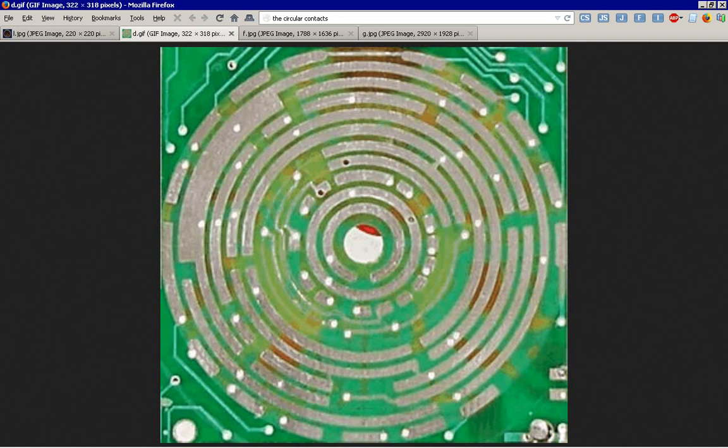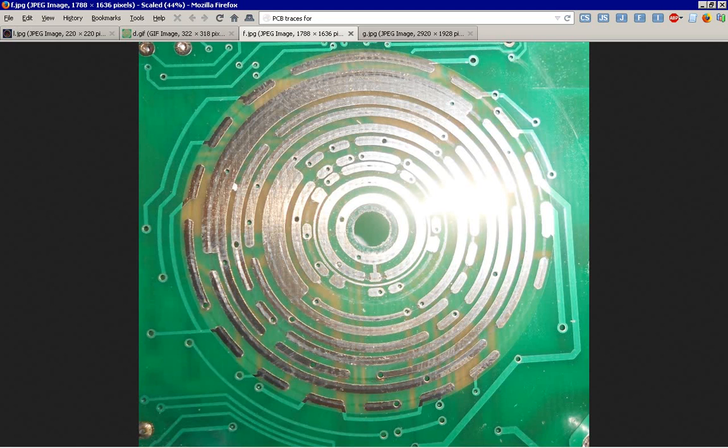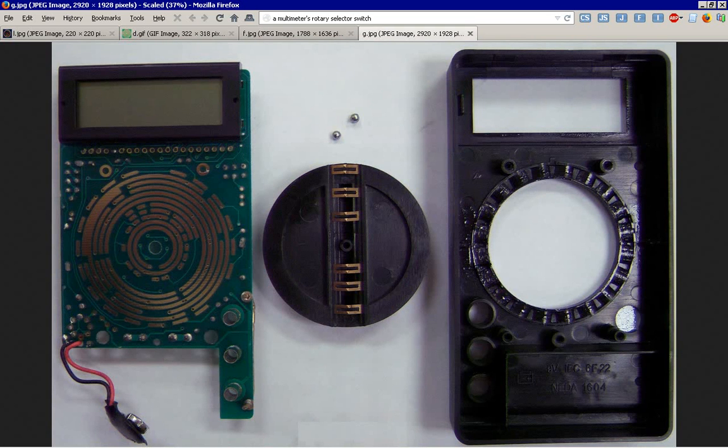Well, here we see an ancient artifact from the before time. Circular contacts, PC board traces. Worn, gold-plated, obviously signs of intelligent life. It's a multimeter's rotary selector switch. Yeah, that's actually what it is.